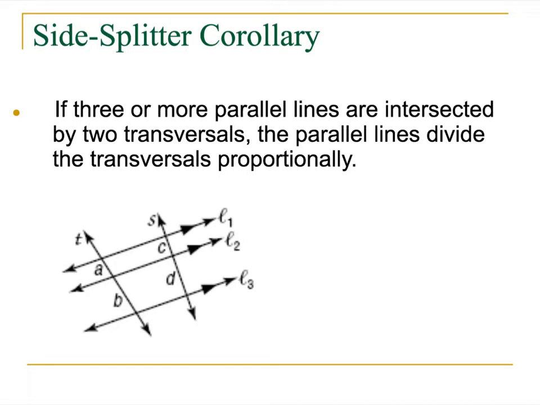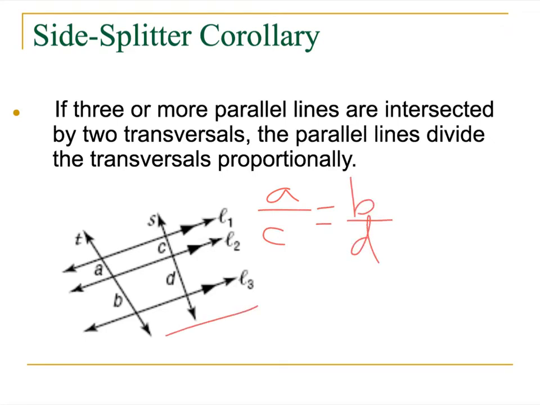All right. Okie dokie. So the side splitter corollary. It works even without using triangles, because if we have all these parallel lines here, and we just got two random lines, eventually those are going to intersect if they're not parallel and make a triangle. But what we've got is pretty much A over C is equal to B over D.